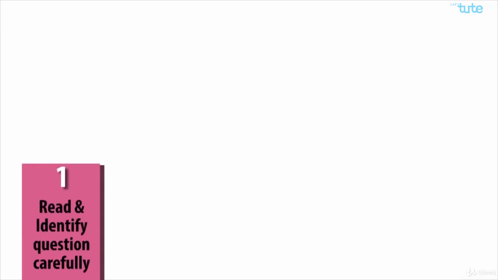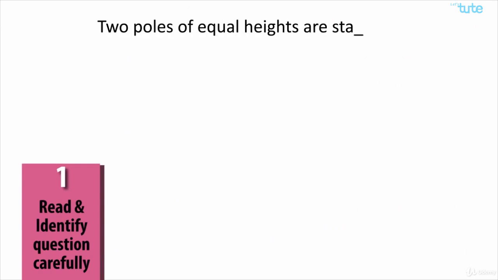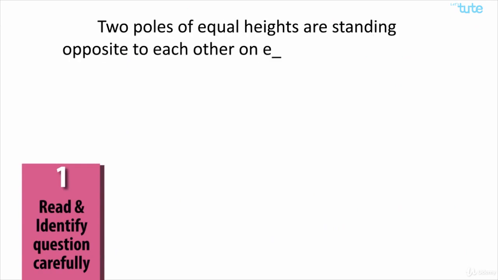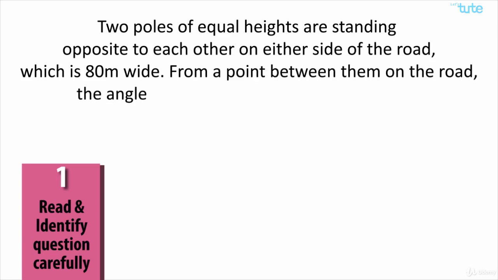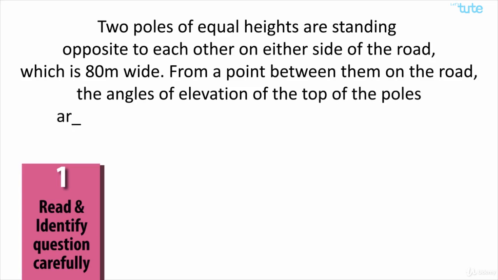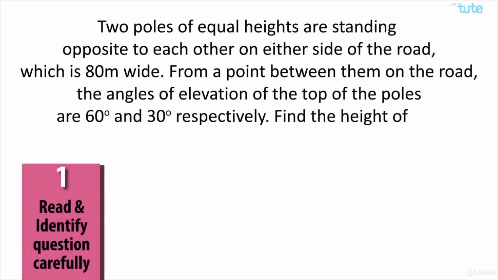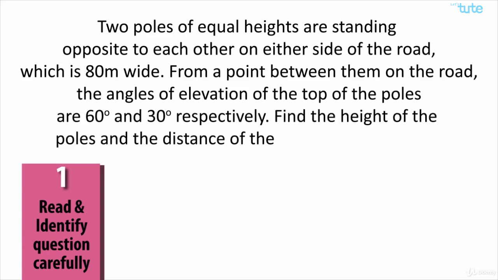So let's look at the question and read it. Two poles of equal height are standing opposite each other on either side of the road, which is 80 meters wide. From a point between them on the road, the angles of elevation of the top of the poles are 60 degrees and 30 degrees respectively. Find the height of the poles and the distance of the point from the poles.